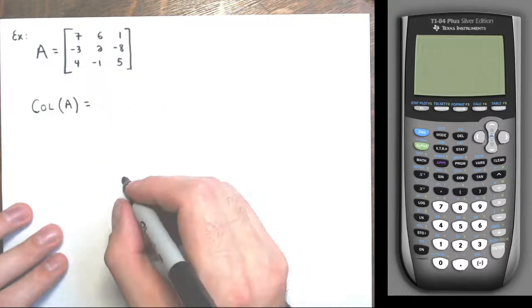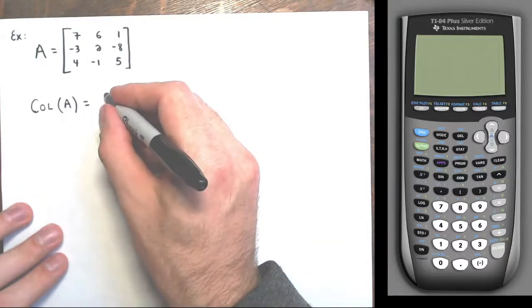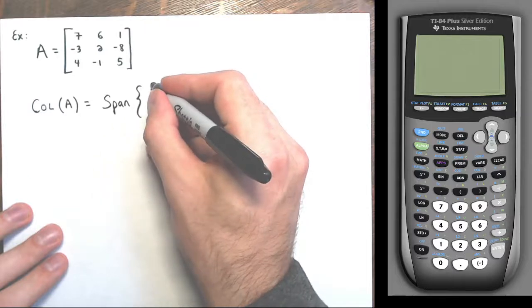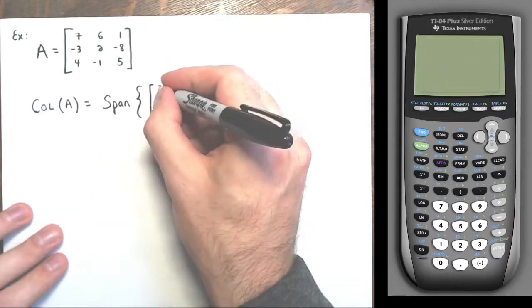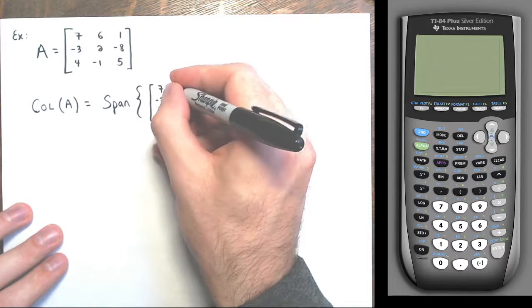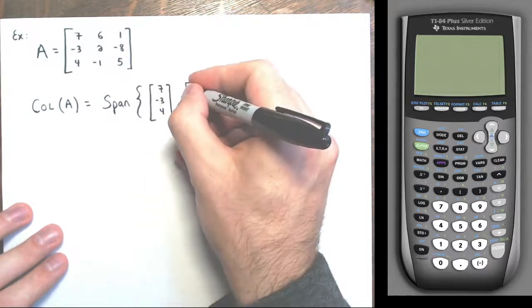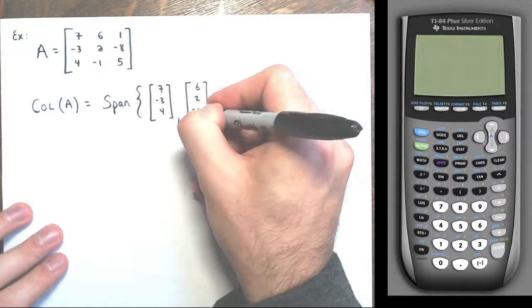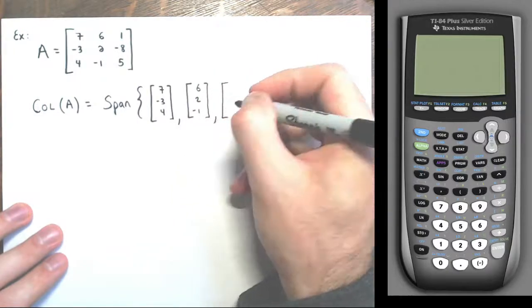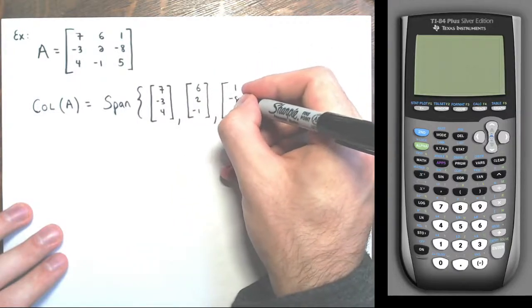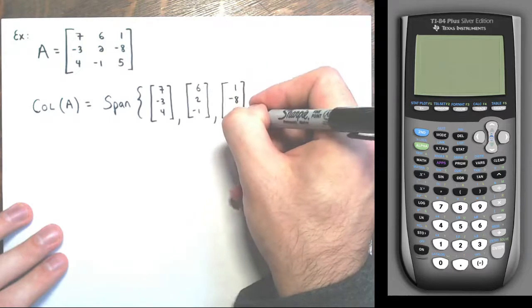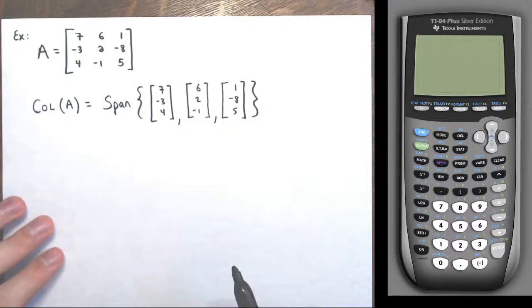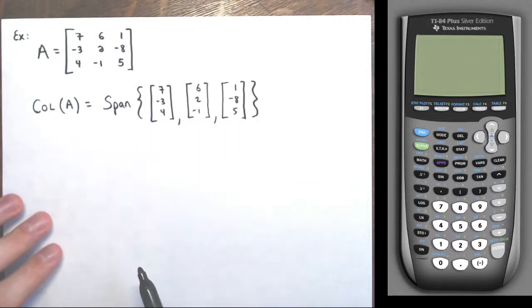The column space of this matrix is the span of the columns, the column vectors, and those are 7, -3, 4, the vector 6, 2, -1, and the vector 1, -8, 5. Or you could write it as the set of all linear combinations of these three vectors.